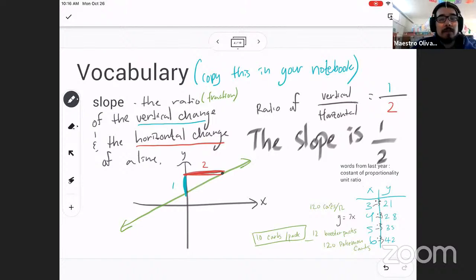This is brand new stuff to a lot of you. Maybe some of you have seen it, but it's most likely brand new stuff. So before I move on, are there any questions about the slope specifically?